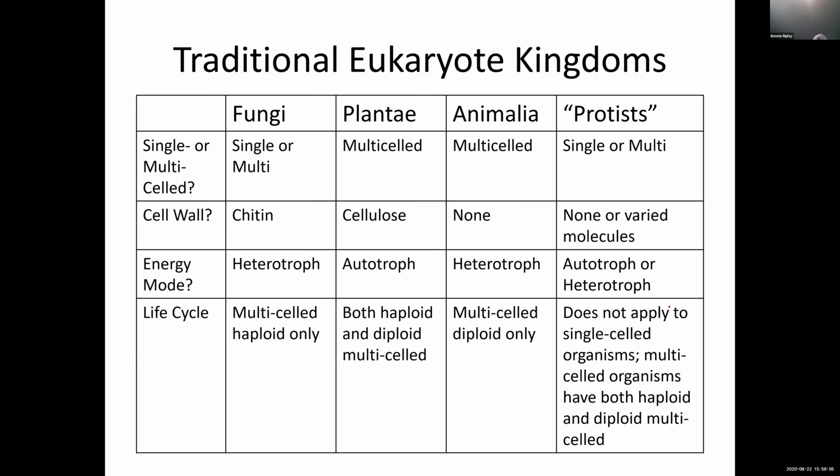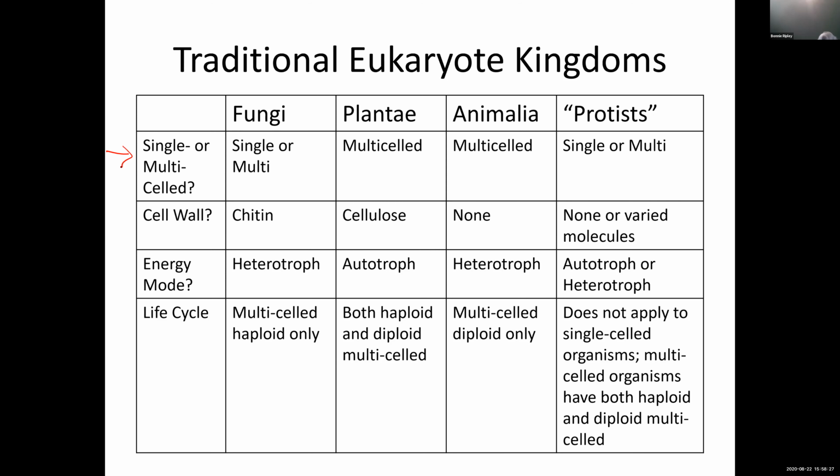We're going to use 3 categories that are going to allow us to distinguish between our fungi, our plants, and our animals. Fungi can be single or multi-celled. Single-celled fungi are things like yeasts. Multi-celled fungi are things like mushrooms. Plants, we're going to define as being multi-celled. Animals, we're going to define as being multi-celled.